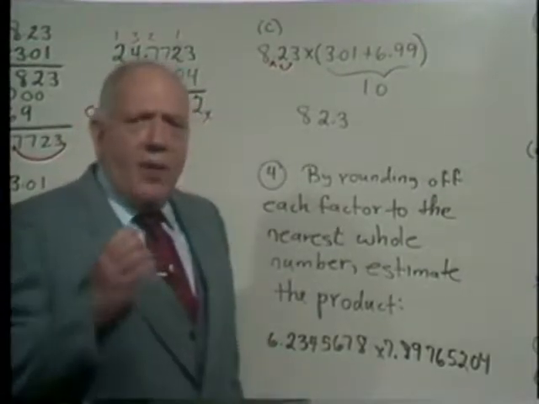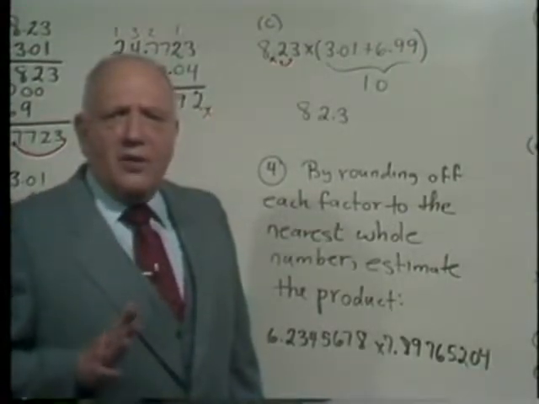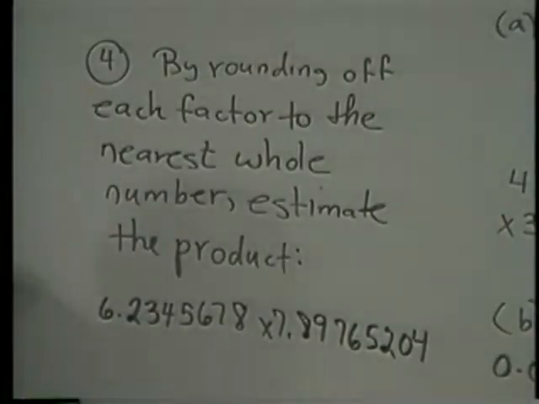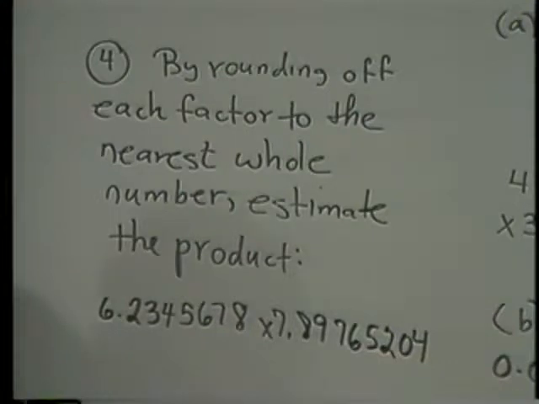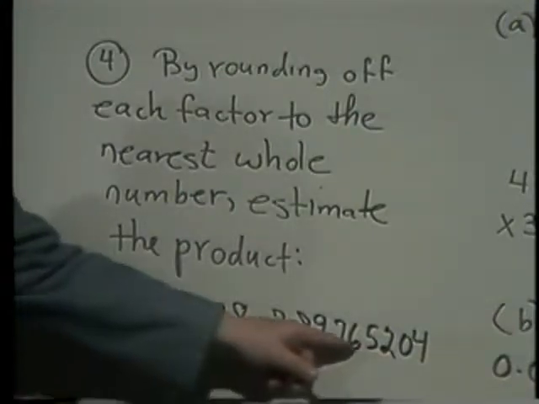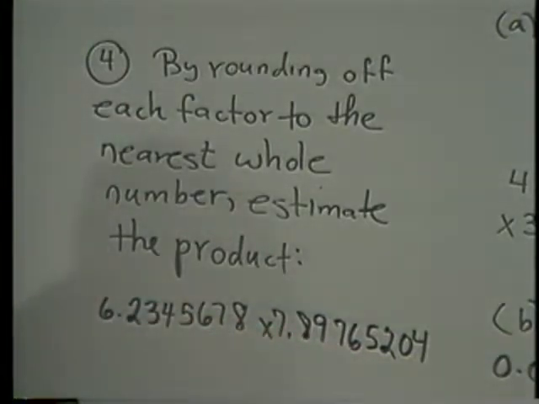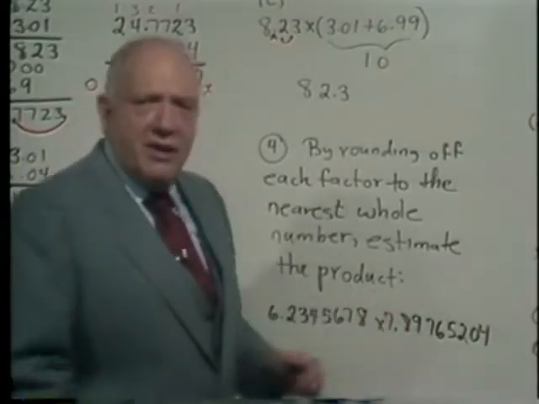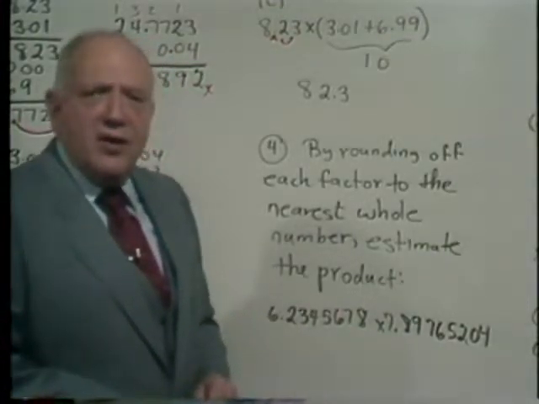Now, the point is, I want to emphasize to you that no matter how many digits there are in a decimal, if all you want is a quick approximation, we can still do this the same as we always did. Read the instructions here. It says, by rounding off each factor to the nearest whole number, estimate the product, and get a load of this: 6.234567 times 7.89765204. I may have made a few copying mistakes compared with what's in the text, but based on what I'm asking to do in this problem, it doesn't matter. See, this looks scary, but what does the instruction say? The instruction says round off each of these to the nearest whole number.